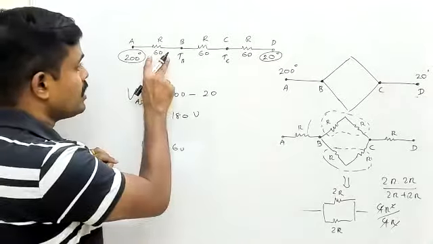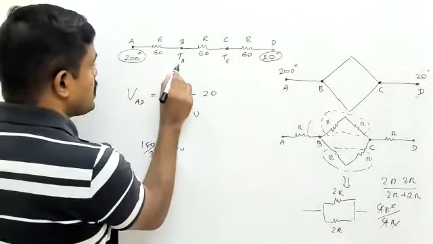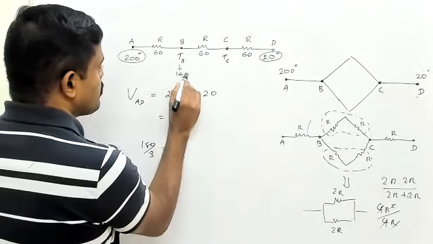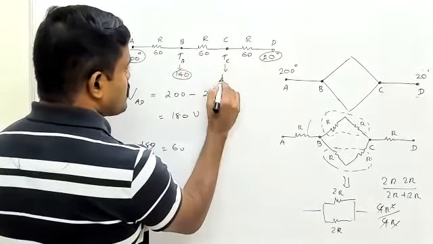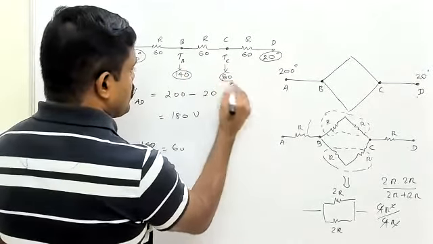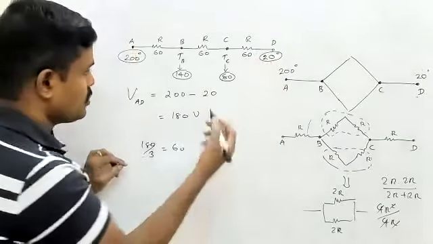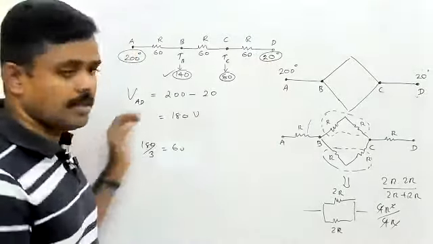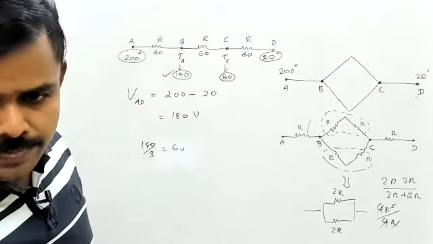So 60 will go here, 60 here, 60 here. So 200 minus 60 will be what? This temperature will be 140. 140 minus 60 will be what? This temperature will be 80. Then 80 minus 60, this temperature is 20. So the question is to find the temperature of B, that is 140. Answer is option C. Did you understand?